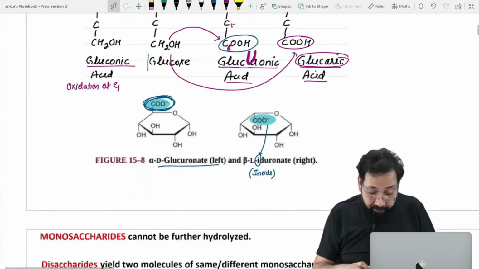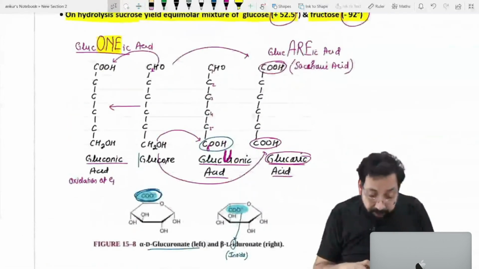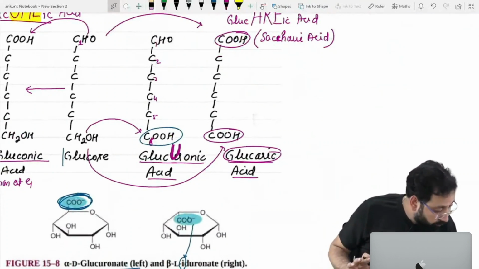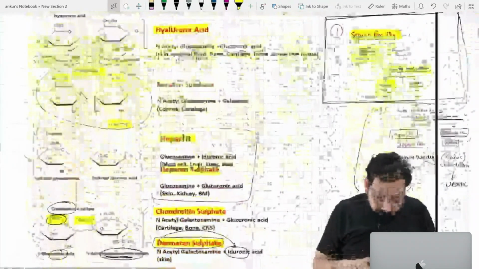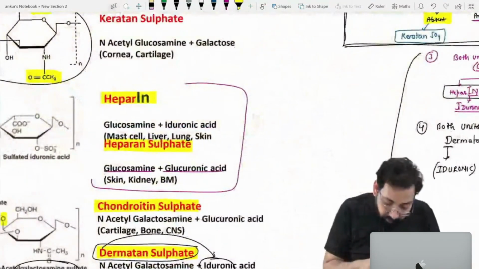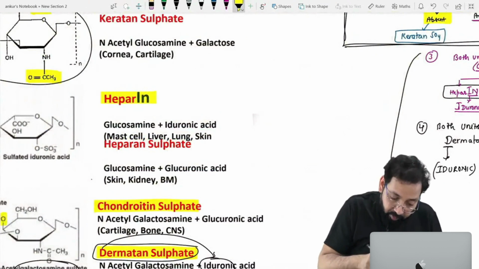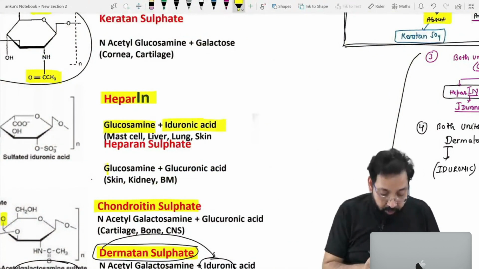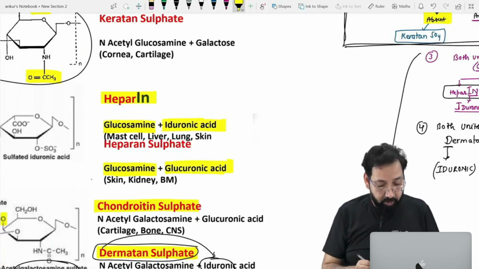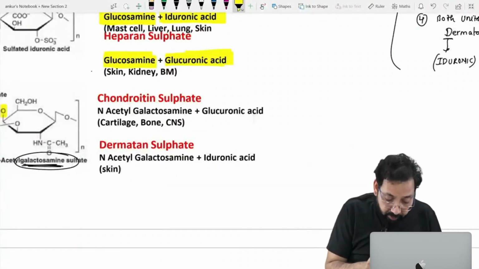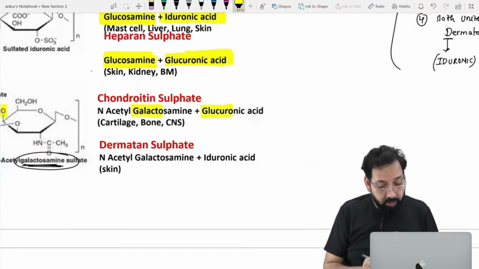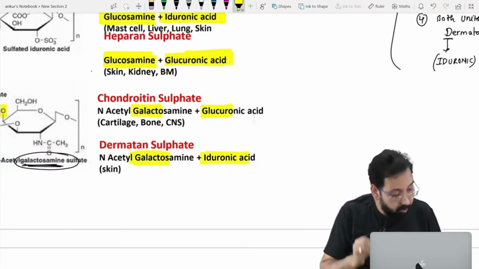Now, look at the screen. This uronic acid is a derivative of glucose. So you can say in heparin, that is glucosamine, a derivative of glucose. So both units are glucose derivatives. In chondroitin sulfate and dermatan sulfate, one unit is galactose, one unit is glucose.